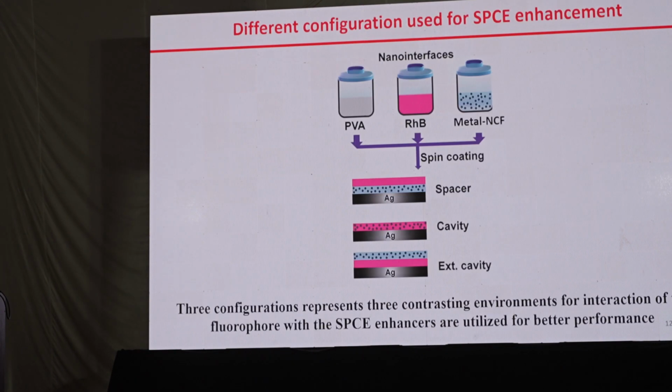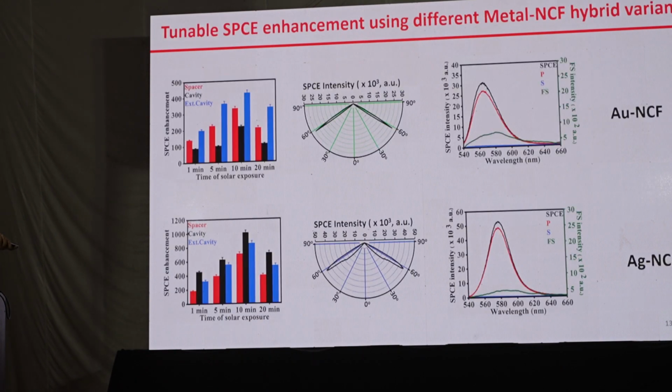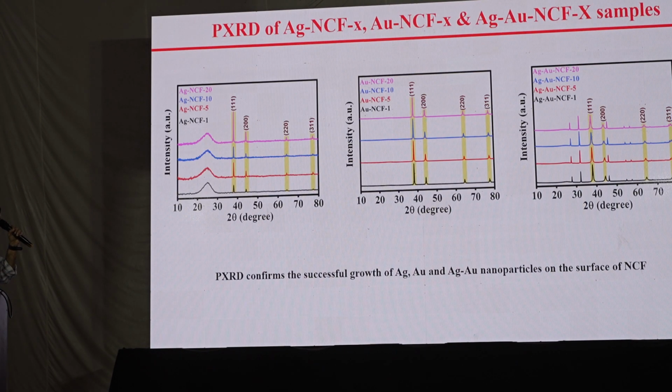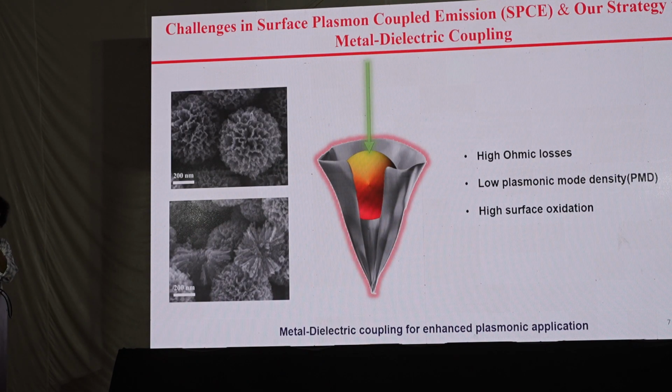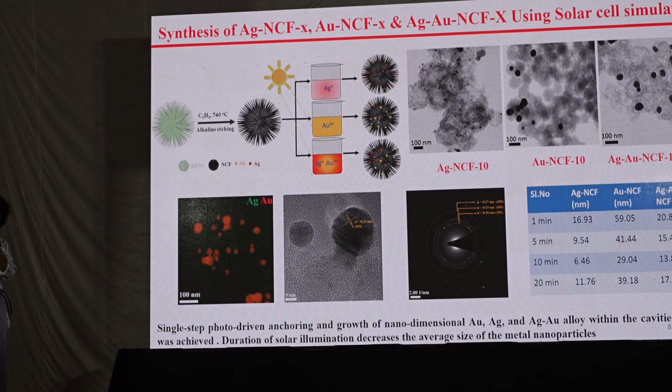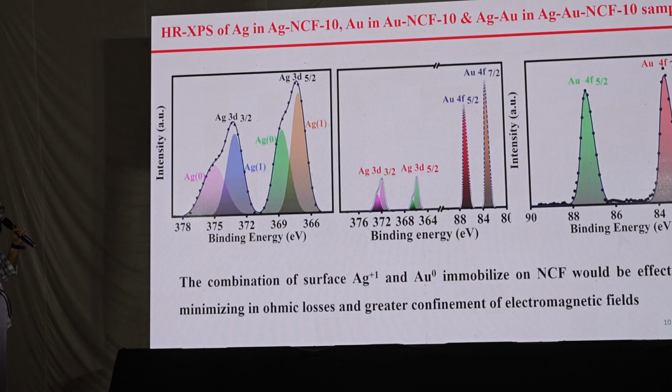So we have decorated different types of metallic particles on the surface of NCF, like silver, gold, and silver-gold hybrids. The idea is that we have used frugal solar illumination for the decoration of different metallic nanoparticles on the surface of NCF, so we end up with different types of plasmonic systems on the NCF. We have studied some kinetic-dependent studies as well. Depending on the time duration, we can control the size and the properties of the metal-decorated NCF. And these are the characterizations.